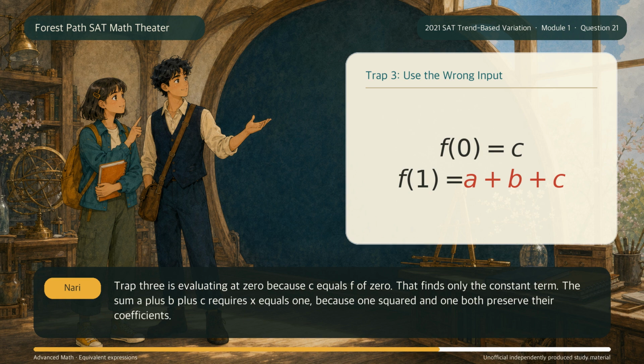Trap 3 is evaluating at 0 because c equals f of 0. That finds only the constant term. The sum a plus b plus c requires x equals 1 because 1 squared and 1 both preserve their coefficients.